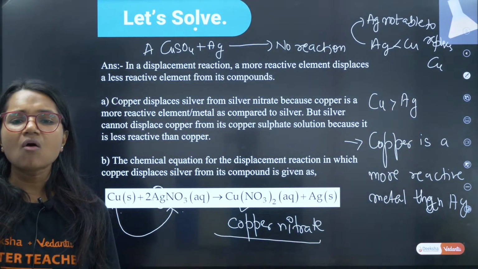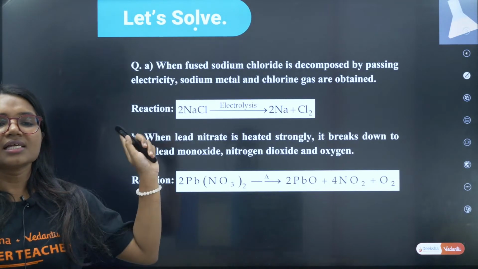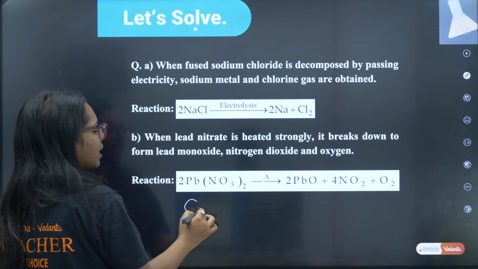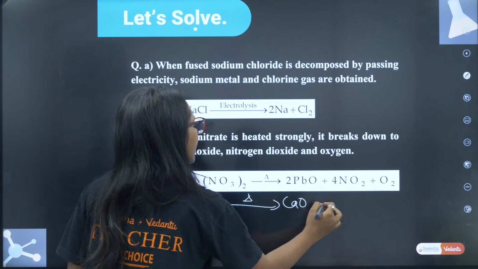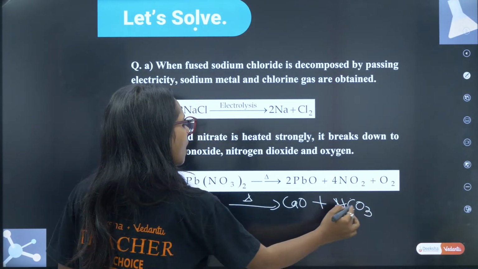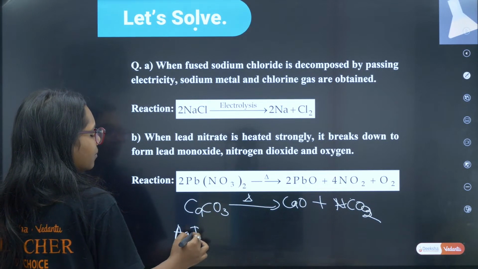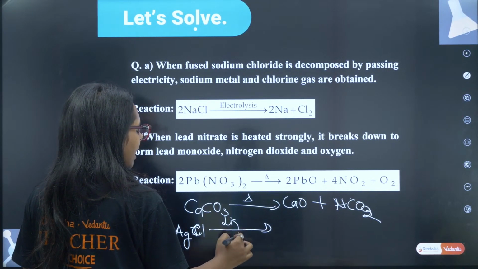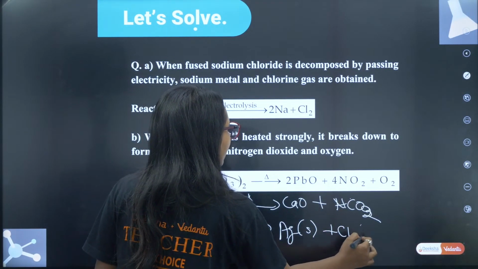Correct? Can I move forward to the next question? Have you understood this part? This is the decomposition with electricity, with heat. You can take lead nitrate. You can also take calcium carbonate, which will give you calcium oxide and CO2. As you have told me, AgCl or AgBr in presence of light will give you Ag solid and Cl2 gas.